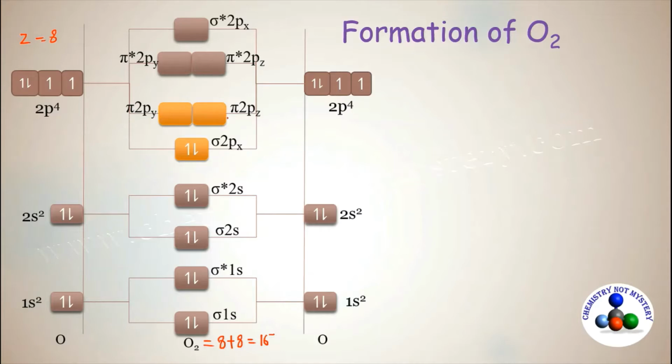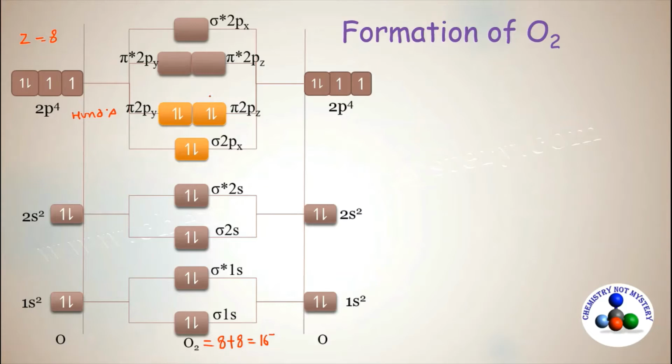Now pi 2py and pi 2pz both have equal energy. So electrons will be filled according to Hund's rule of maximum multiplicity. That means first of all you have to fill one electron in each, then you can pair them up. In this way, two electrons will be filled in each of the 2py and 2pz bonding molecular orbitals. Now calculate how many electrons we have filled so far. 2 plus 2 is 4, plus 2 is 6, plus 2 is 8, plus 2 is 10, and 4 is 14. So we have filled 14 electrons so far.